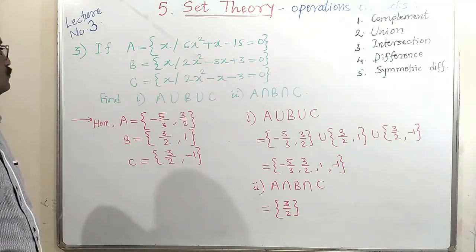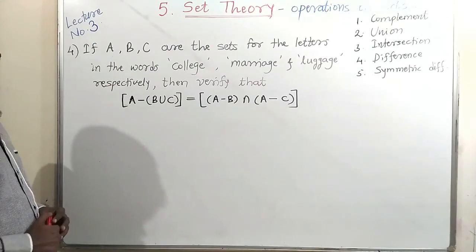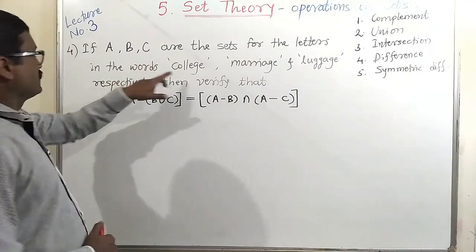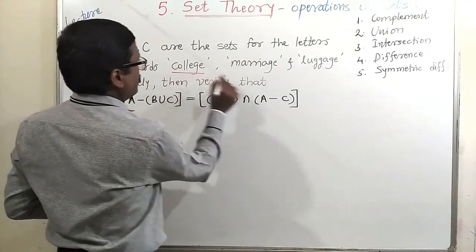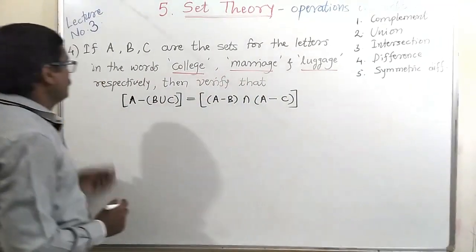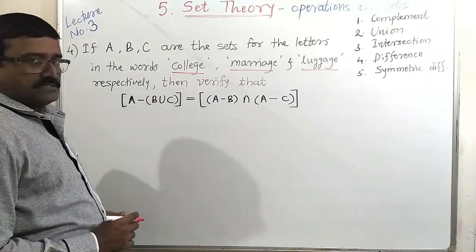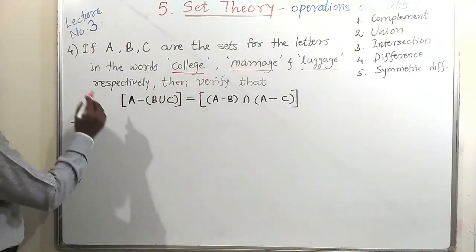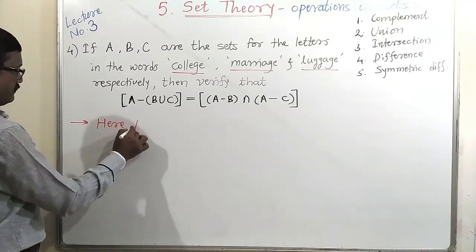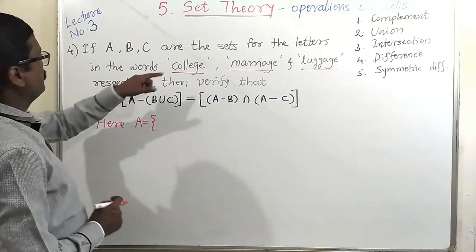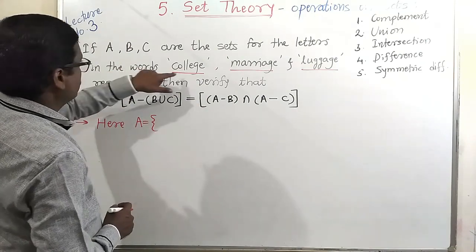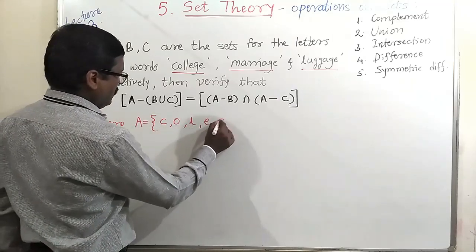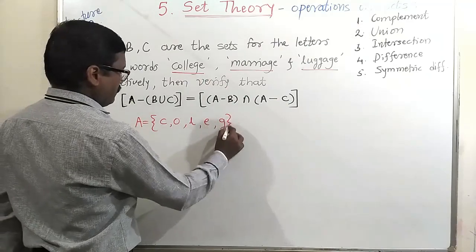Okay, let us move towards the next, the fourth. Let us see the solution of example number 4. Here A, B, C are the sets for the letters of the word college, marriage and luggage respectively. Then verify this. For this we will first write the three sets in roster form. Here A is a set of letters in the word college. Those letters are C, O, L, E and G, because the remaining are repeating here.